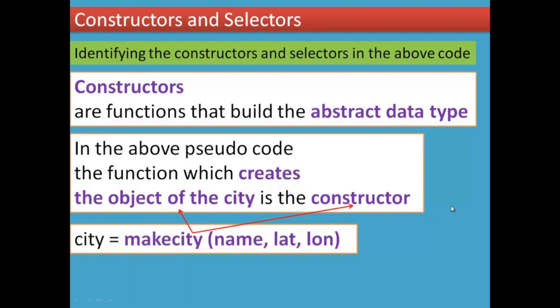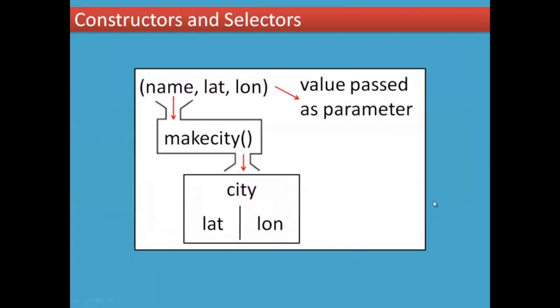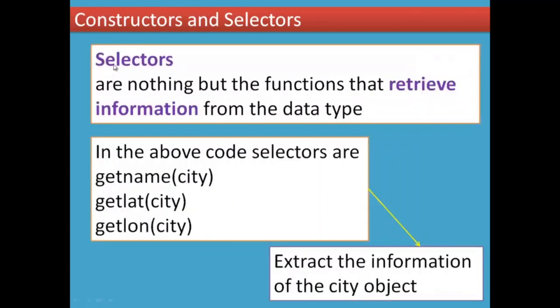So in order to make an object, we use a particular function. Here we can see how the values are passed: name, latitude and longitude are values passed as parameters. So makecity is the constructor function.